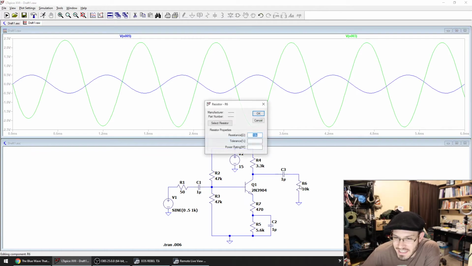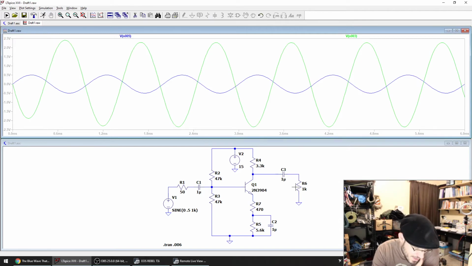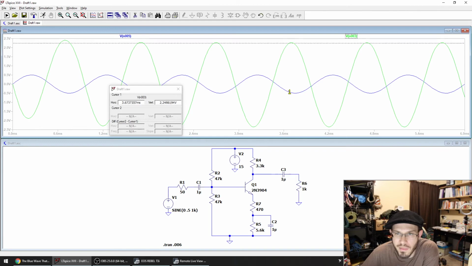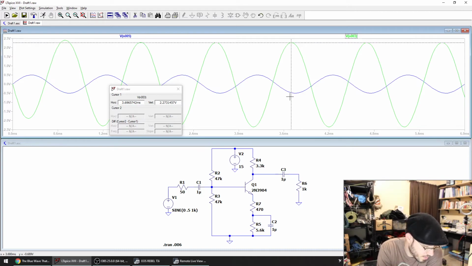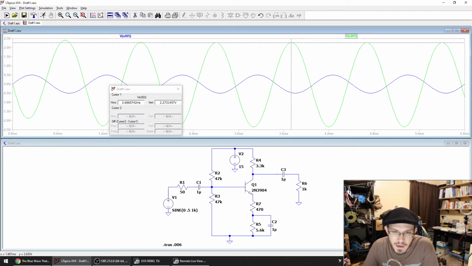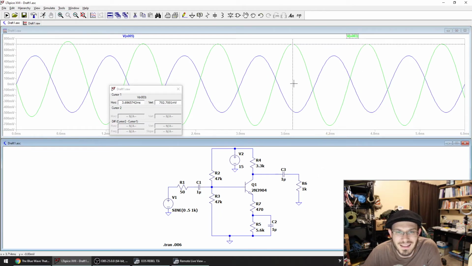So let me go ahead, change this 10K over to 1K. And just to keep in mind, let's grab that number before I run this. 2.273. Okay, I'm going to remember that number. Let's go ahead and now let's run it with that lower impedance load. Simulation run. Yeah, that's what I expected.